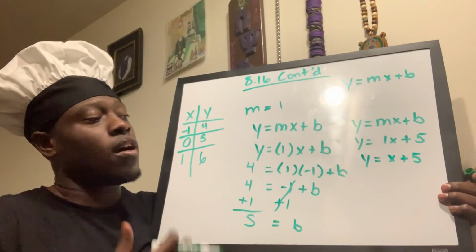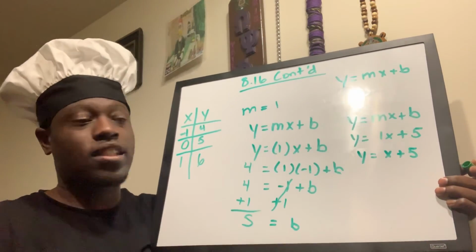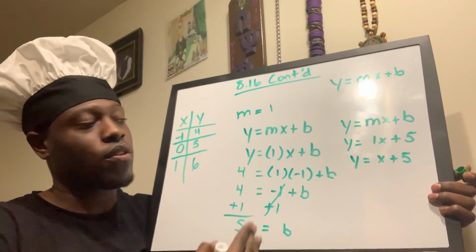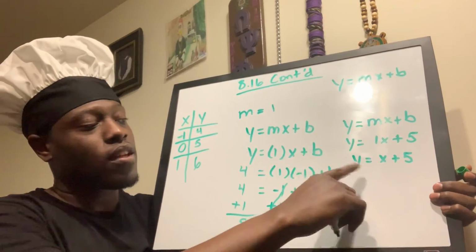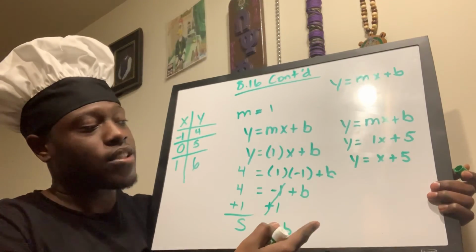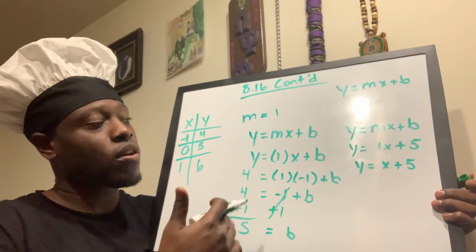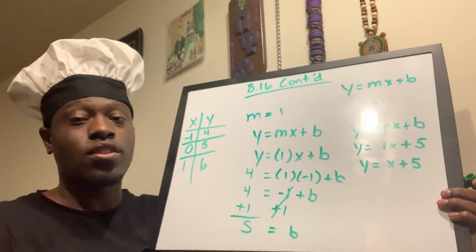So what I did was, for 8.16, in Richmond Public Schools, there are two connections. There's one where you have to actually find the slope and the y-intercept and the slope-intercept formula. And then there's one where you're just identifying the slope.